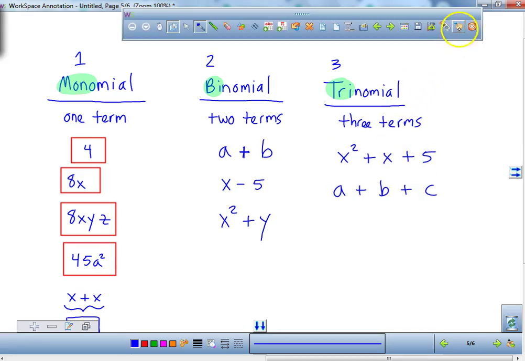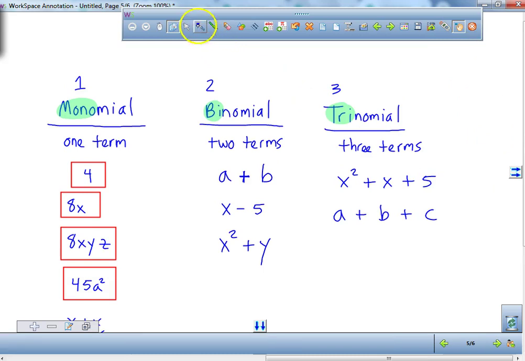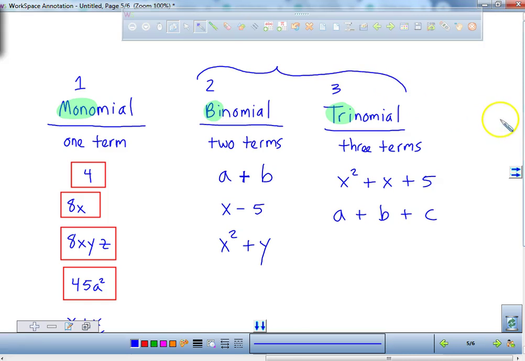Okay? Now, let me explain something real quick. That's a monomial. That's just by itself, 1 term. But anytime you have 2 or more terms, any more, like 4 terms, 5 terms, 6 terms, those are all called polynomials.